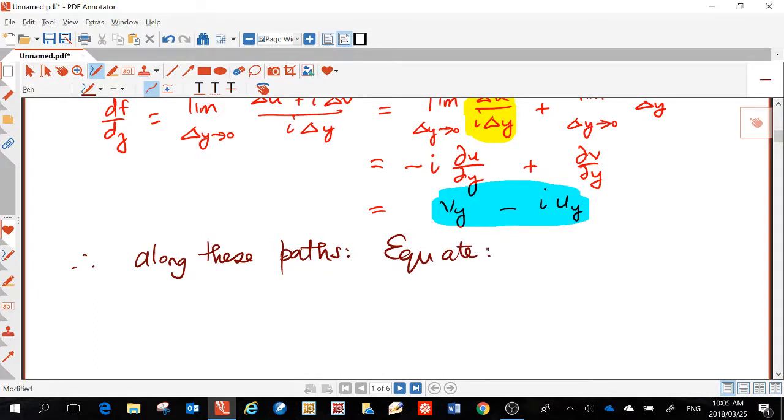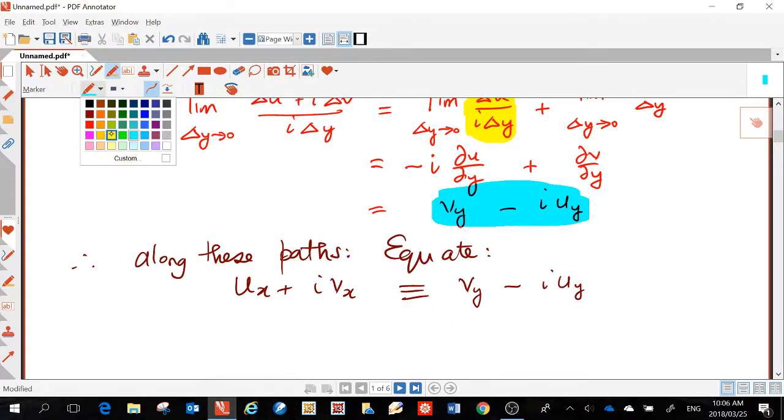In other words, ux plus i vx should be exactly the same as vy minus i uy. Now, once we get to this stage here, the game is almost over. We can link up the real parts, and then we can link up the imaginary parts, and then make some deductions. So if we look at the real parts, ux must be the same as vy.